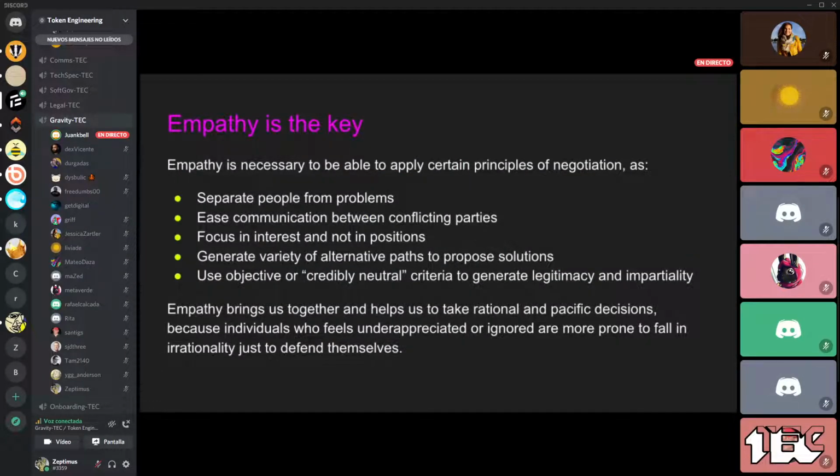So empathy is the key. Empathy is the key to be a good third part, and empathy is the key to be a good mediator, and empathy is necessary to be able to apply certain principles of negotiation. Such as separate people from problems, ease communication between conflicting parties, focus on the interests and not on the positions of the people, generate a variety of alternative paths to propose solutions, and use objective or credibly neutral criteria to generate legitimacy and impartiality. Empathy is something that brings us together and helps us to take rational and pacific decisions, because individuals who feel underappreciated or ignored are more prone to fall into irrationality just to defend themselves.